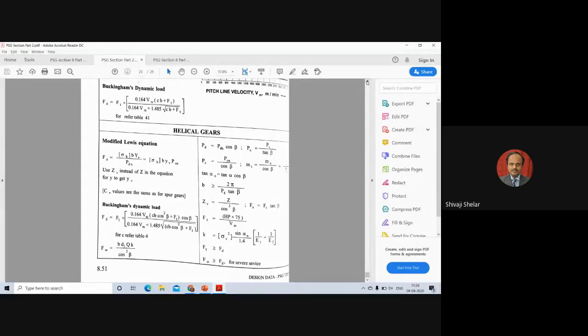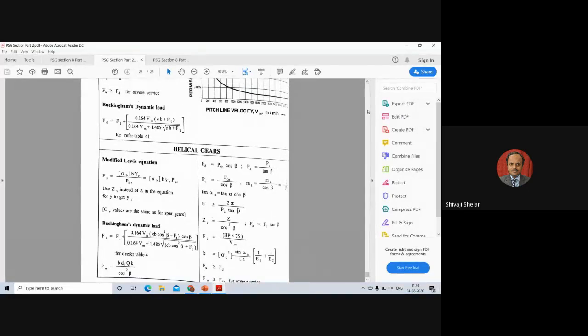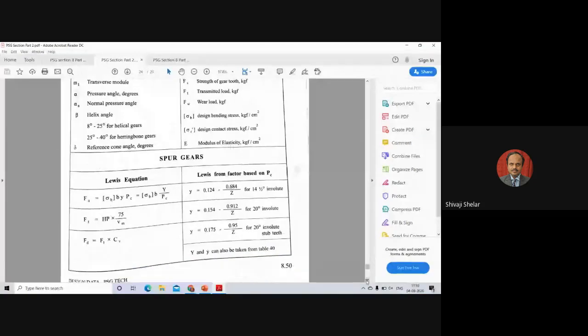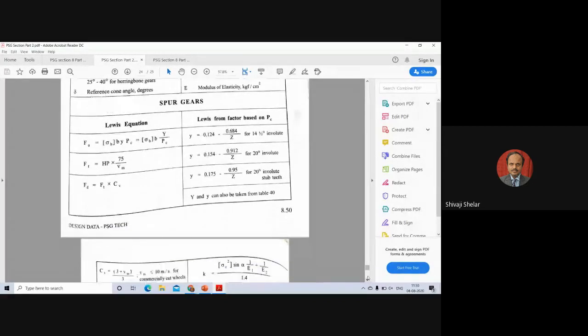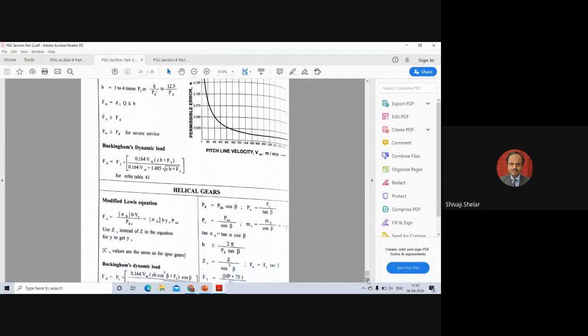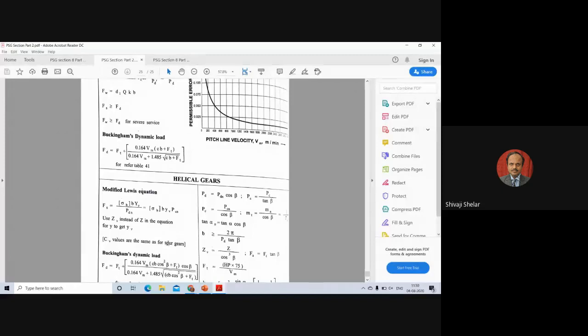Now we are going for the velocity factor method. We have the formula on 8.50 here. FD is equal to FT into CV. The same formula we are using for helical gear because it is a cylindrical gear, so there are not many changes. CV values for the helical gears are the same as for spur gear. Since CV values are the same, your calculation of dynamic load by the velocity factor method will also be the same.